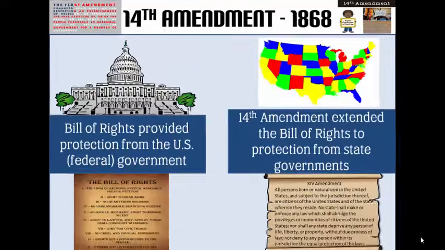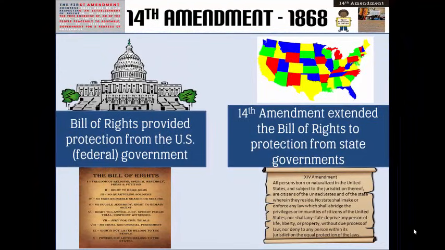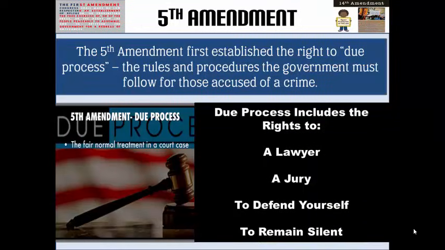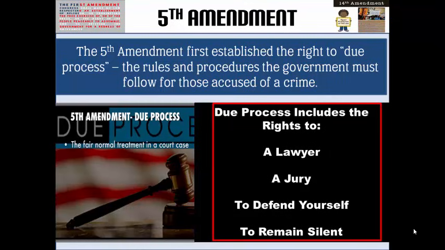The 14th Amendment resolved the issue of extending the protections of the Bill of Rights to protections not just from the national or federal government, but to protections also from state governments. The 14th Amendment also extended due process protections to the states as well. Due process are the rules and procedures that the government must follow for those who are accused of a crime. Due process was originally guaranteed by the Fifth Amendment and includes things like the right to a lawyer, a jury, the right to defend yourself, and the right to remain silent.